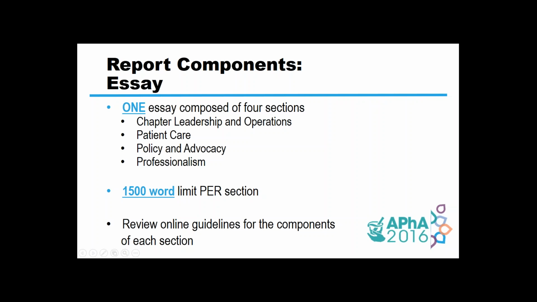So the next report component is the essay. This is one essay composed of 4 sections. It should be submitted as a PDF. The first section is the chapter leadership and operations, and this is the section where we have the new specialty award, the operational leadership award. Then the patient care, policy and advocacy, as well as professionalism. Now there is a 1,500 word limit per section, and if you would please include the word count at the end of each section, it really helps us. You can review the online guidelines for the components of each of these sections on pharmacist.com.